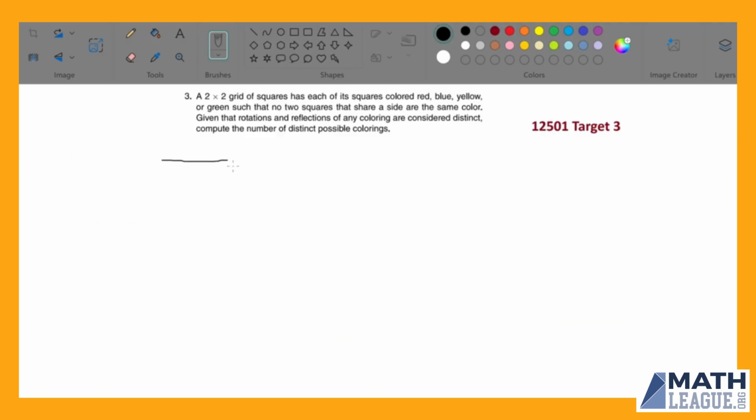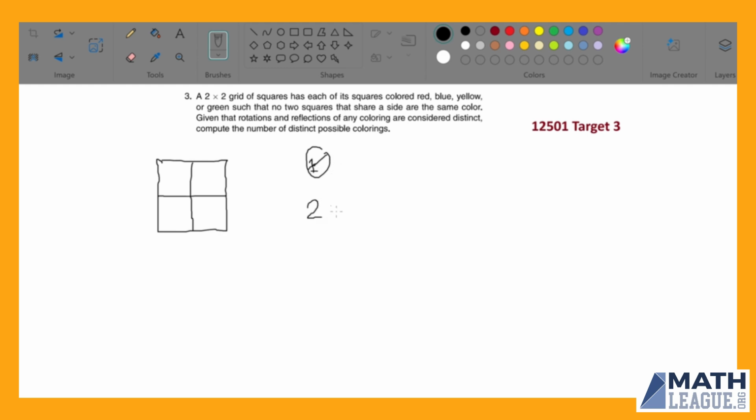Let's go ahead and draw this grid out, and think about the cases that satisfy our requirements in the problem. Now, if all 4 of the squares are colored the same color, aka we only use one color, then obviously 2 squares that share a side are also going to share the same color because we're only using one color. So there are no cases that use only one color.